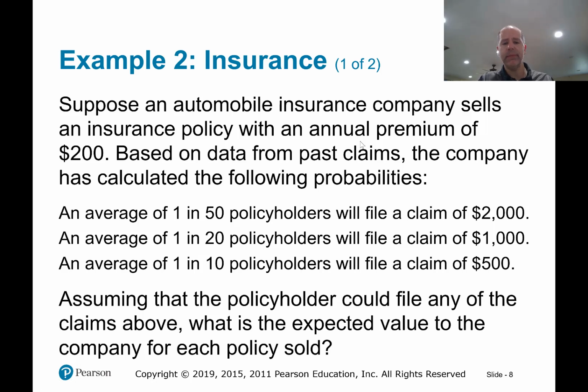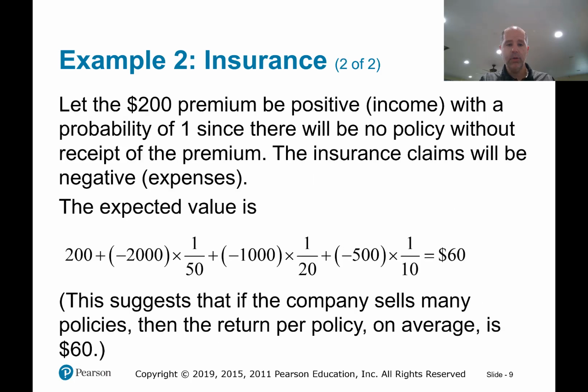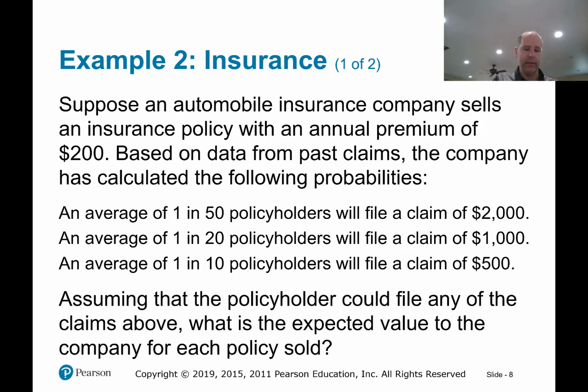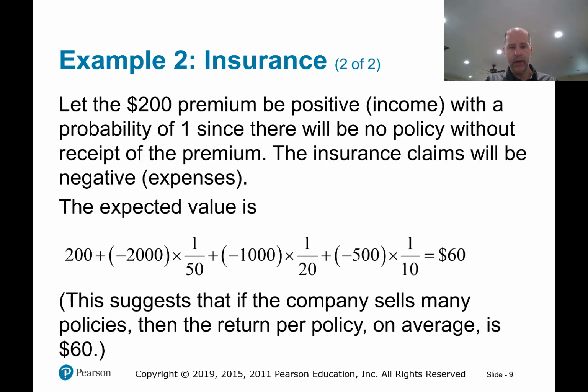Now it says, assuming the policyholder could file any of the above claims, what is the expected value to the company? So this is from the company's point of view. So there's a couple ways we could do this. Let's do the first one here. We let the premium of $200 be positive as income because it's coming to the insurance. Remember, we're looking at it from the insurance company's point of view. So this is money coming in.